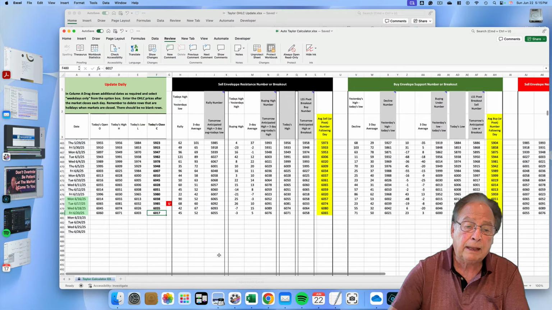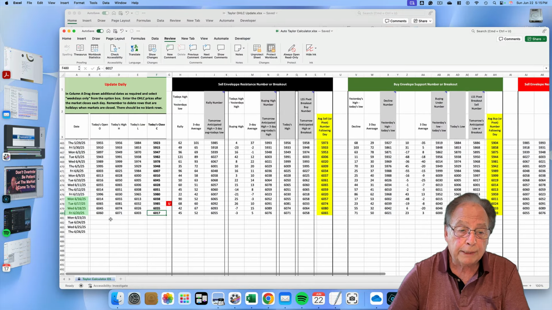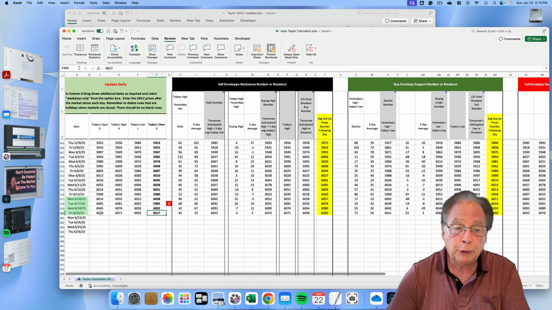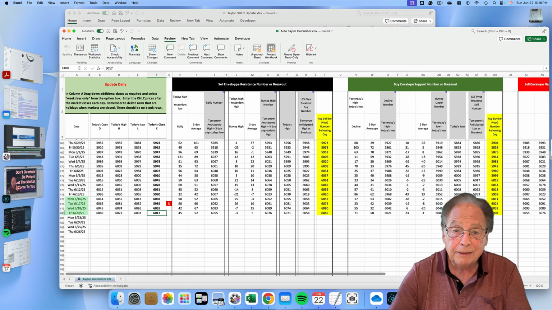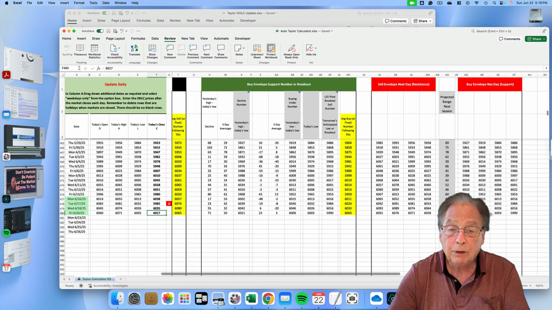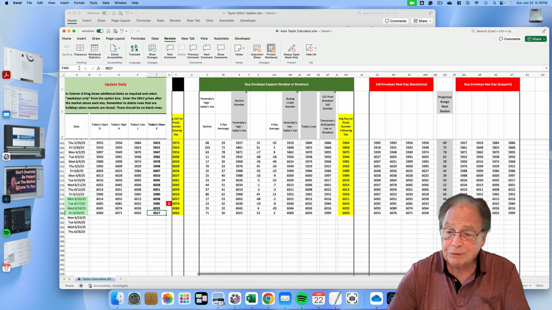The Taylor Trading Calculator only requires four entries: the open, high, low, and closing prices for each trading day. The actual calculations are automatic, and you don't have to input anything. Everything is automatically calculated for you. The range of the trading calculator is resistance in the first yellow column, support in the second yellow column, and that's really all you have to know. It's so easy to use this tool. 62 points between that range. 62 points is the trading range for the following day.